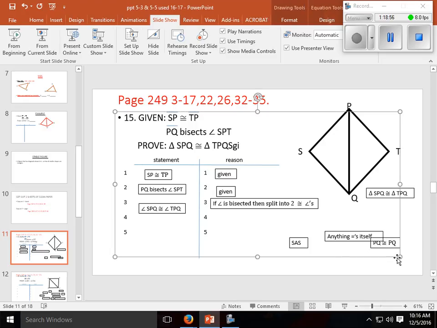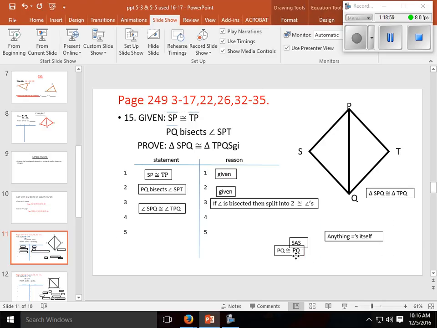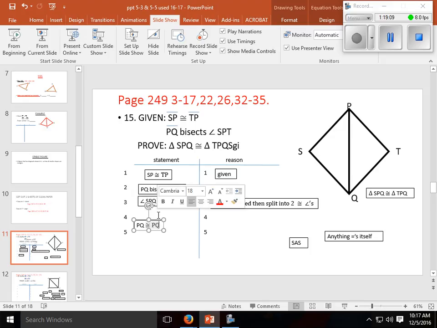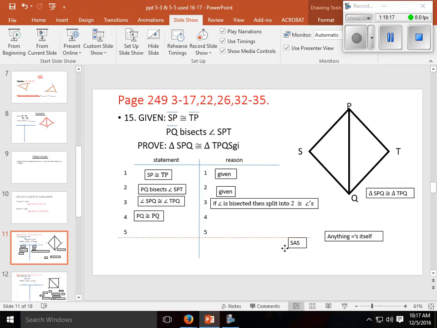Now, what's Kyle gonna do? Because he's out of given, can he just go to another piece of given information? No, it doesn't work, does it? Now, Kyle said that PQ equals PQ. How does Miranda know that PQ equals PQ? Miranda, how do you know that PQ equals PQ?